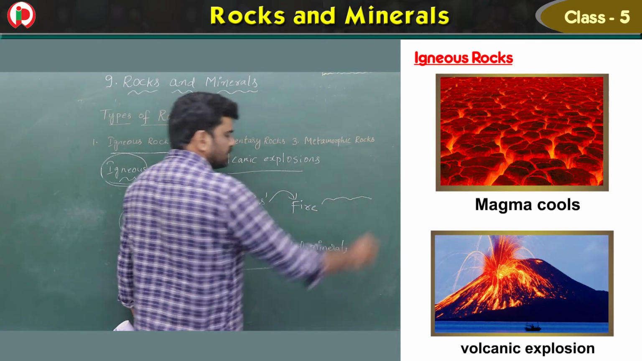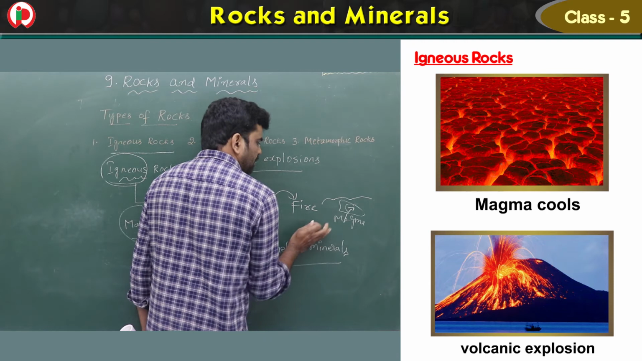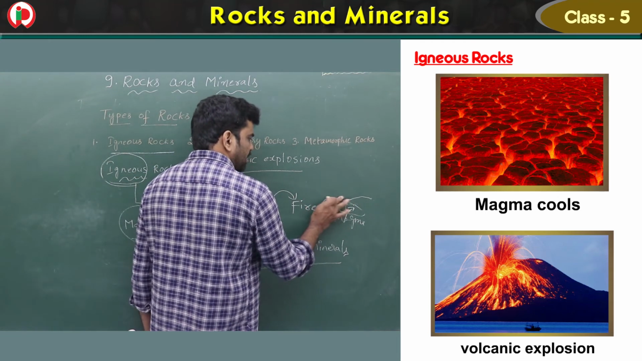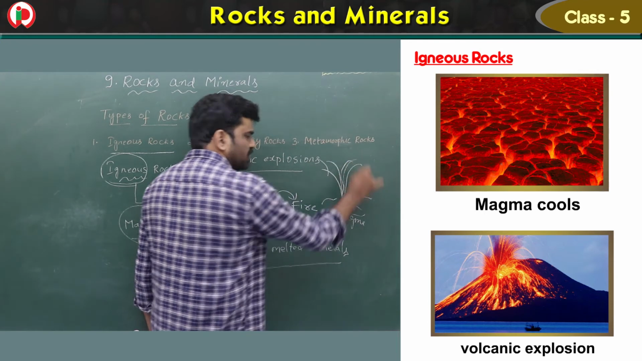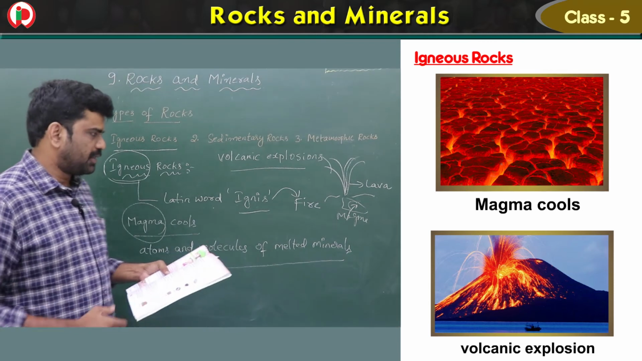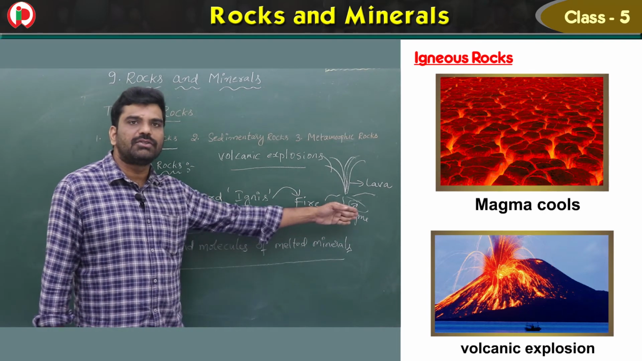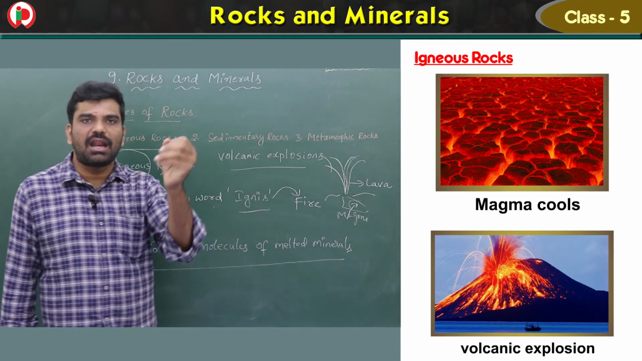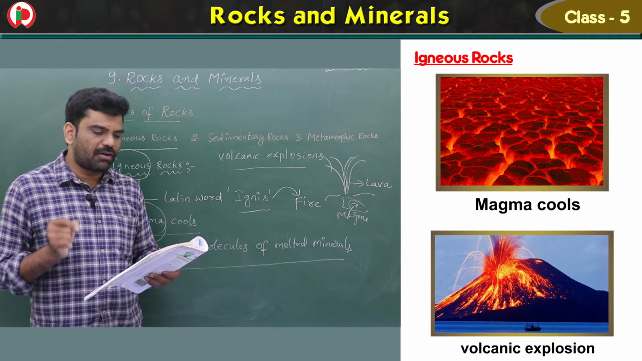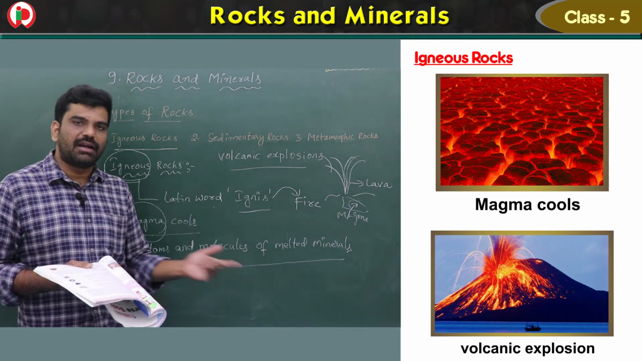Imagine this is the earth's surface, and this is magma, and these are the rocks. The magma is blown into the rocks, and due to this pressure the volcanic eruption will take place, and this is called lava. When this magma cools down and solidifies, the igneous rocks are formed. The atoms and molecules rearrange themselves into mineral grains as the magma cools, forming the rock.